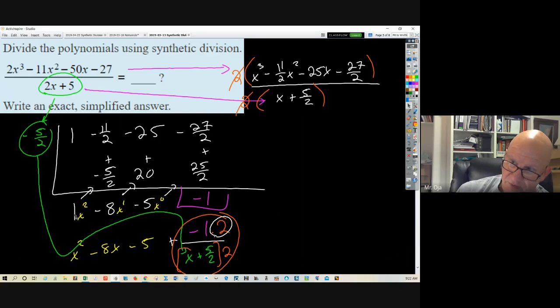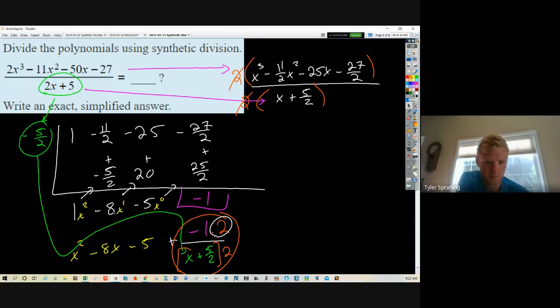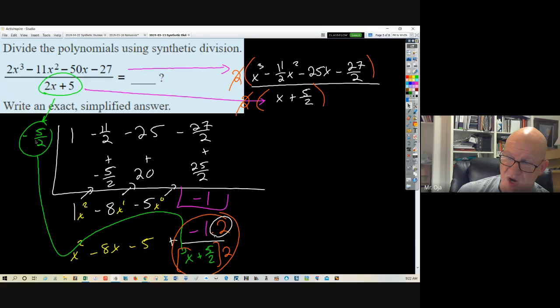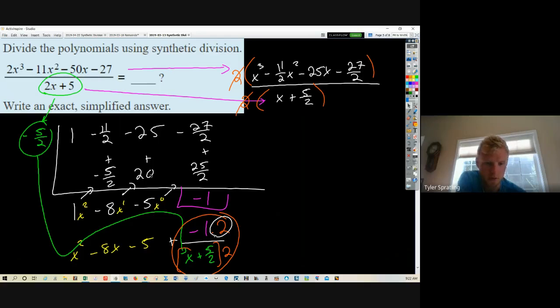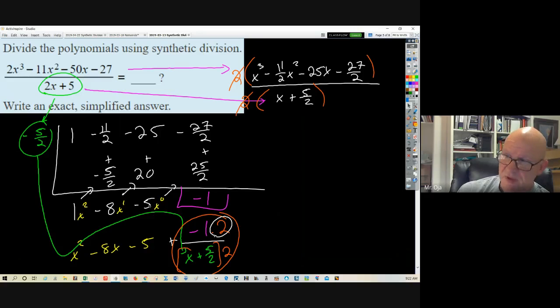Then we just go through the regular process. We drop the 1 down. 1 times negative 5 halves is negative 5 halves. Negative 11 halves plus negative 5 halves is negative 16 halves, which is negative 8. Negative 8 times negative 5 halves is positive 40 halves, which is just positive 20. Negative 25 plus 20 is negative 5. And negative 5 times negative 5 halves is positive 25 halves. So negative 27 halves plus 25 halves is negative 1. We got our answer, but we're not quite done yet.